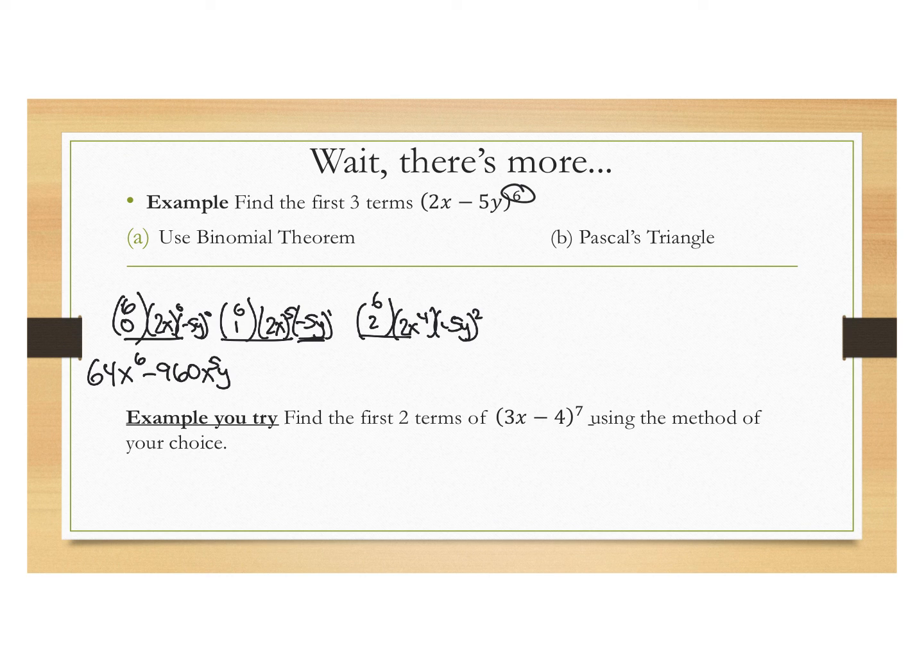6 choose 2 times 2 to the 4th, which is 16, times negative 5 to the 2nd is 25, is 6,000, x to the 4th y squared. Now, to do this with Pascal's triangle, it is very similar. We would start off with our blanks, and we would start off with our 2x and our negative 5y.